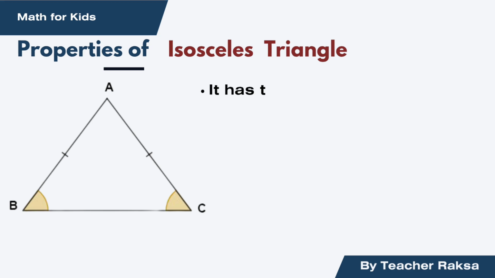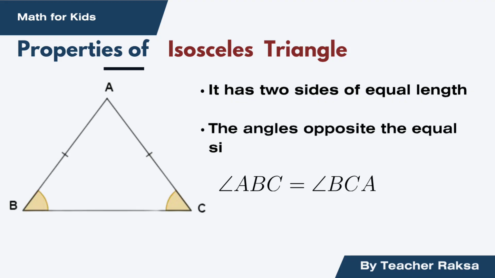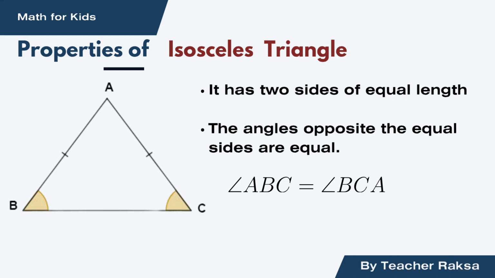An isosceles triangle has two equal sides and two equal angles. These are called the base angles. In the figure shown, sides AB and AC are equal, which means the triangle is isosceles. So the angles at B and C are also equal.